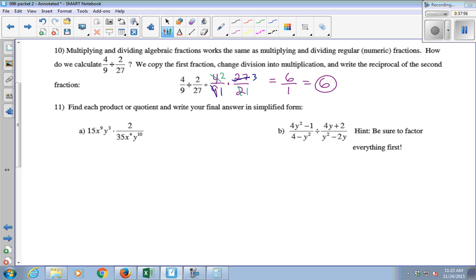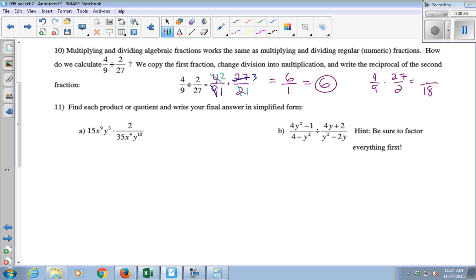You also can multiply before you reduce. It's totally your personal preference. You could have started with 4 over 9 times 27 over 2. 4 times 27 is 98 over 18. And then you could try to reduce those. Are there any factors that go into both? 2 for sure. Oh, 4 times 27 is 108, thank you.